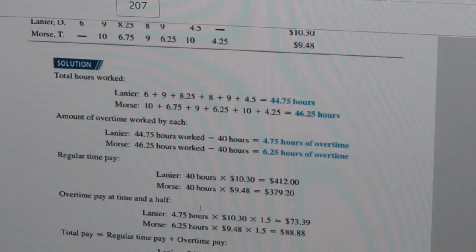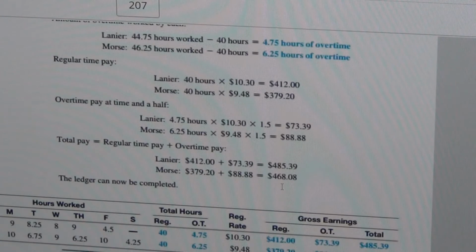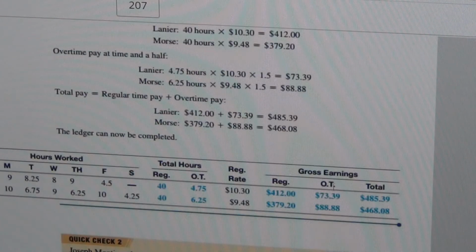Morse, on the other hand, the total amount earned from regular is $379.20. We're going to then add to that $88.88, and from there we're going to add those two together, and we're going to end up with $468.08. Okay, so $379.20 plus $88.88 equals $468.08. Now we can then finish off the timesheet and actually run it across the board.